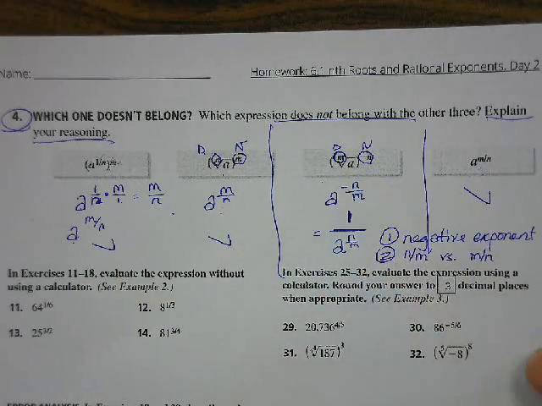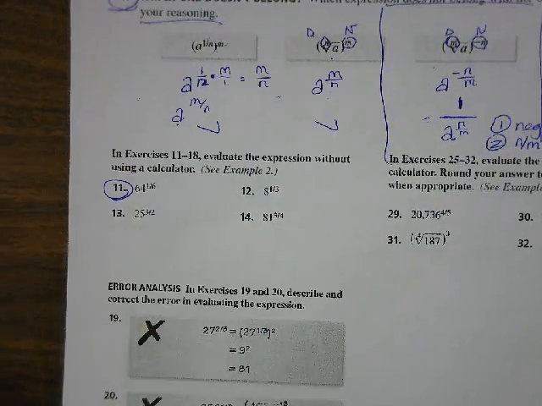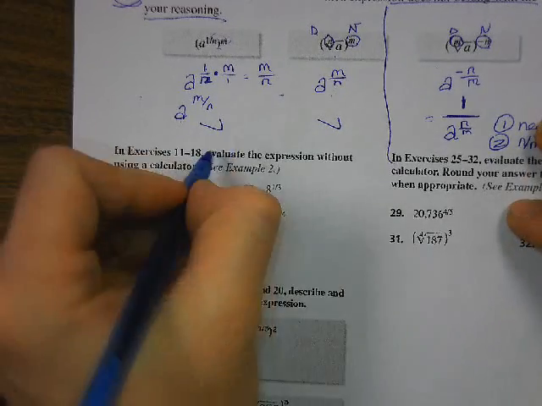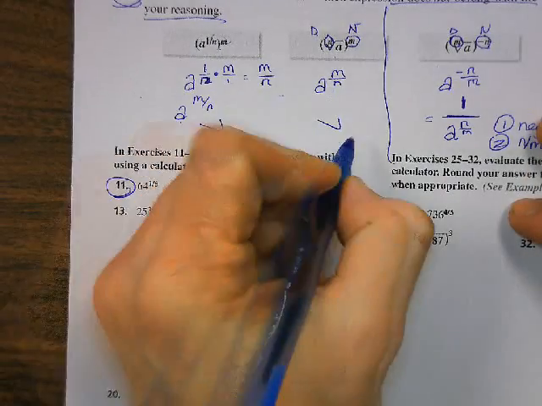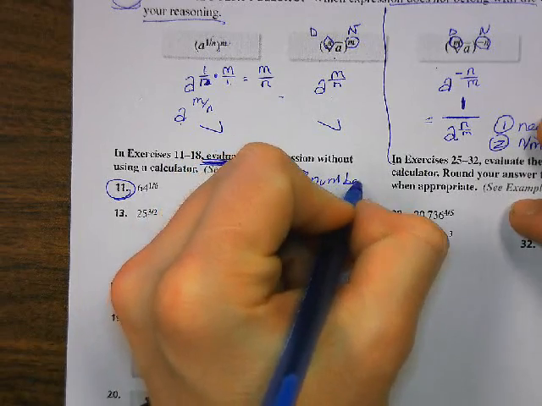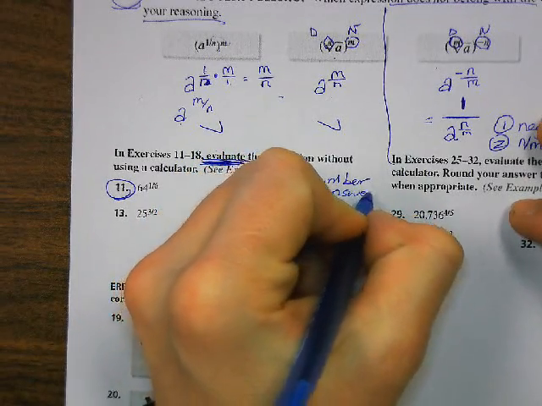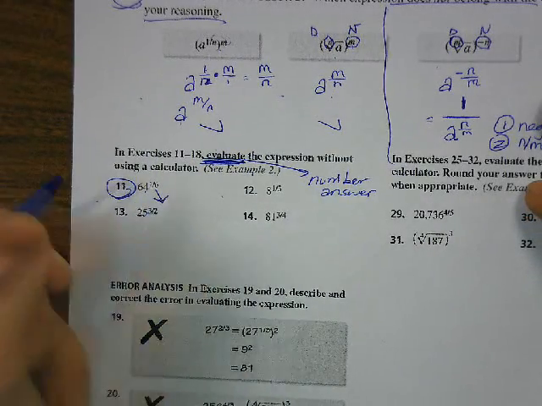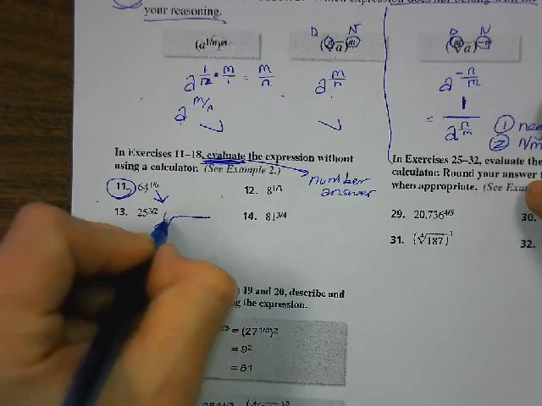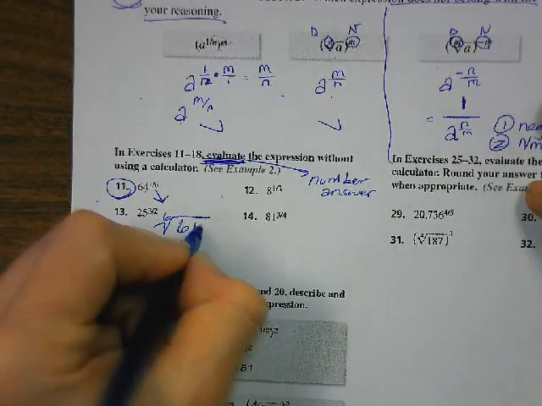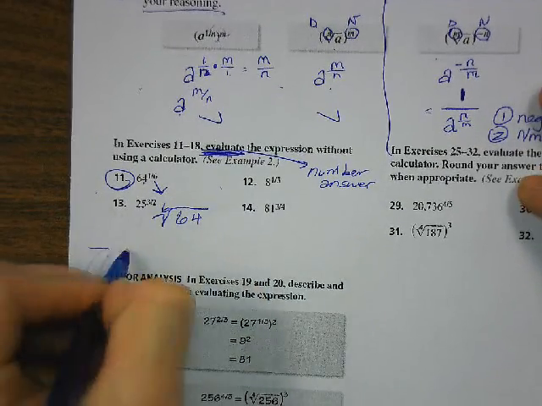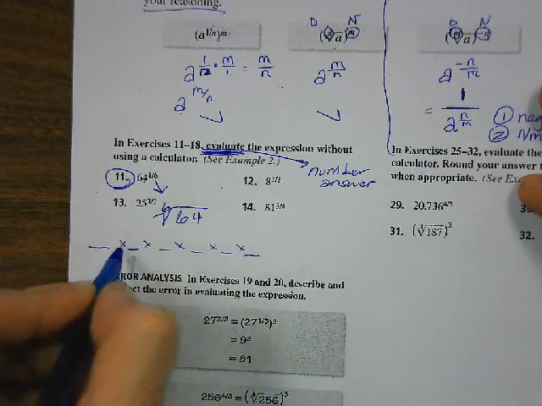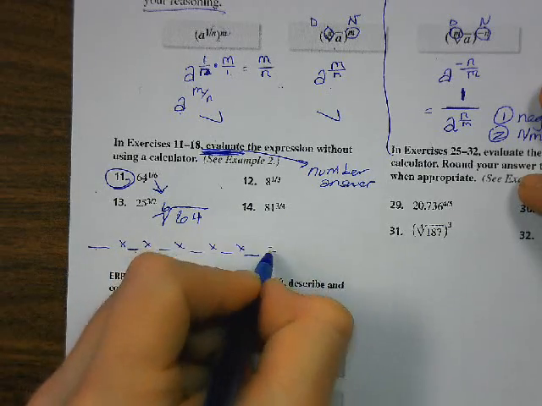Next one we need to do is number 11. Number 11 says we need to evaluate the expression. Whenever you see this word evaluate, we are talking about a number answer in this type of problem. You want to get a number out of this. So we can convert this into radical form. If we want, we can say 6th root of 64. In other words, 1, 2, 3, 4, 5, 6. What number, if we multiplied 6 of them together, would give us 64? And the answer here is 2.